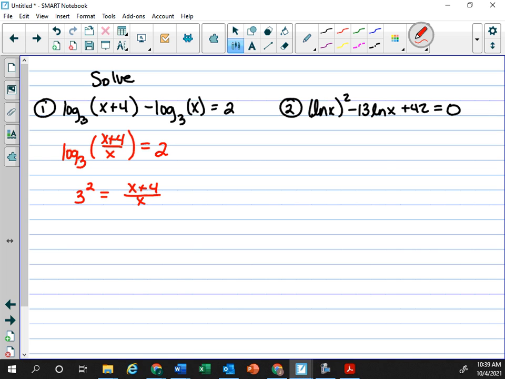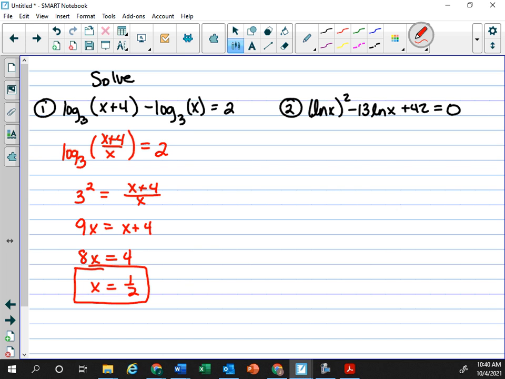3 squared is 9, and I would be multiplying both sides by x to solve this. So 9x equals x plus 4. Means 8x equals 4. So when you divide by 8, you get 1/2. And 1/2 looks like it would work in the logs. There you go. All right, thumbs up on one, sideways, down. How we doing? Sideways is okay, guys. I understand. Down is okay if that's where you are. We'll keep working on it. All right, we're getting there.